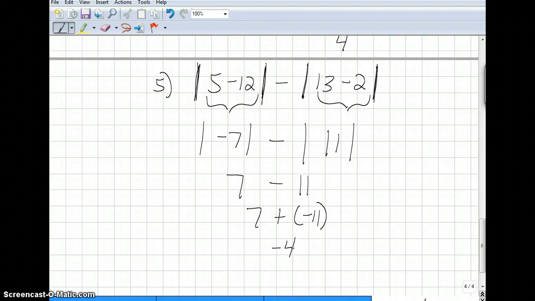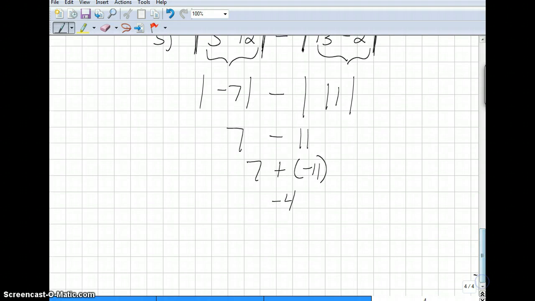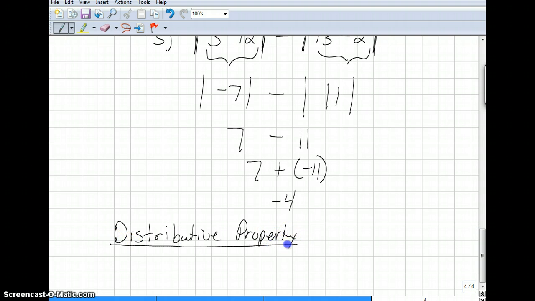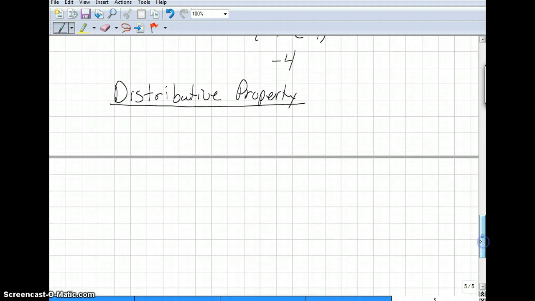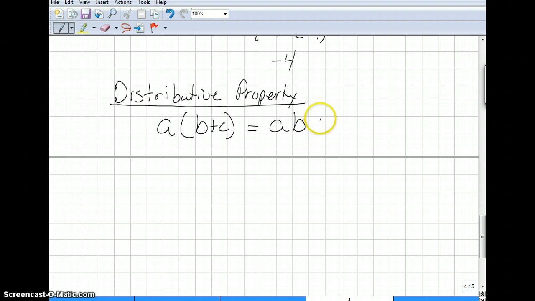Right, now that brings us to another rule, which is the distributive property. And the distributive property applies to both addition and subtraction. The distributive property for addition says that A times the sum of B plus C is the same thing as the product of A times B plus the product of A times C.